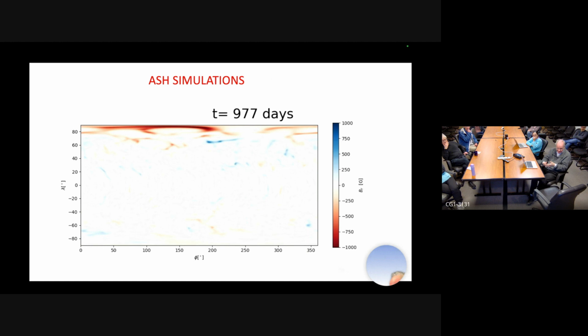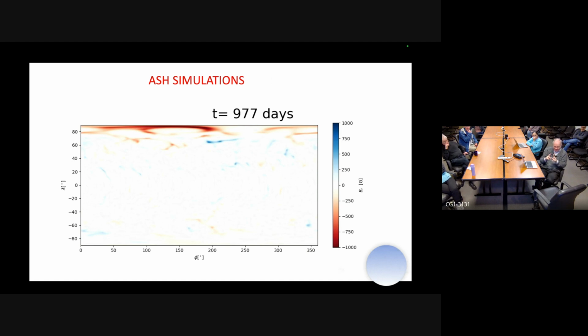Sorry, is the magnetic upper boundary condition force-free or normal? No, this particular one is potential. I think the result would be similar if it were radial, but this one's potential.